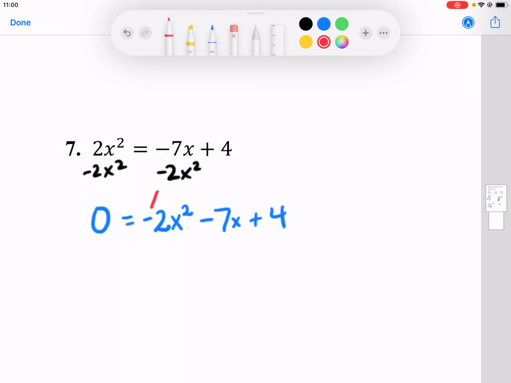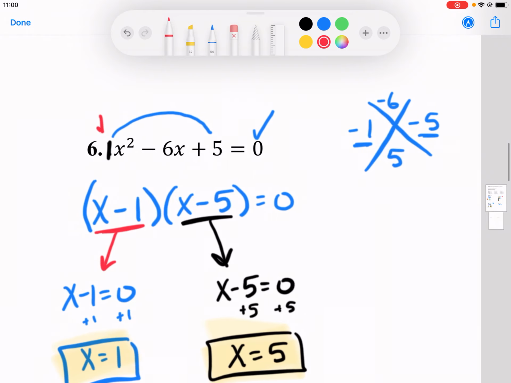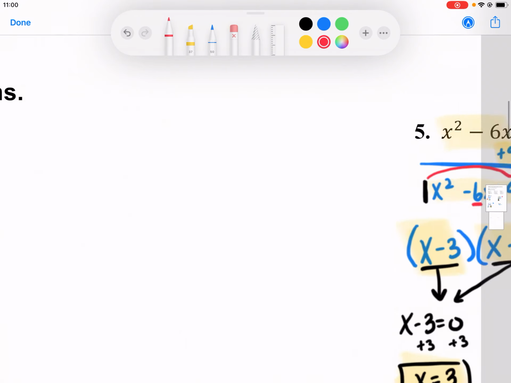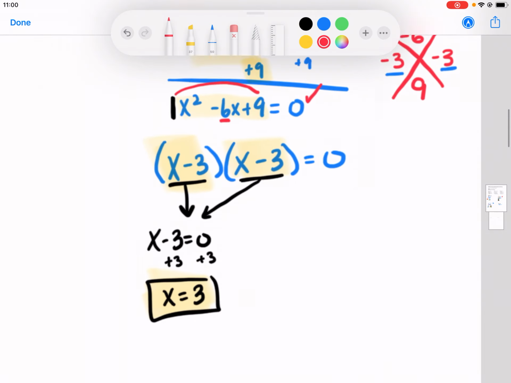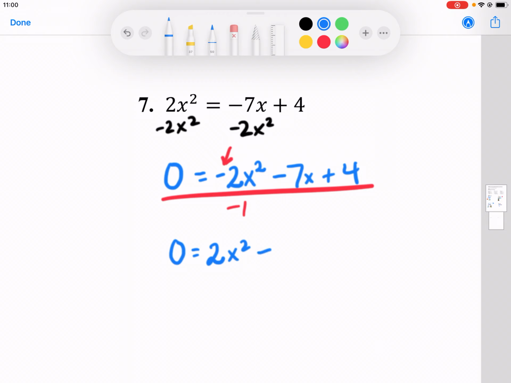Now there's a problem. If your very first number is negative, which we haven't had, so notice this one was a positive 1 up here. This one was also a positive 1 and positive 1. So if the very first one's negative, you'll want to divide everything by a negative 1. And all that does is it just switches all the signs. So this negative 2 becomes a positive 2. The negative 7 becomes a positive 7. And then the positive 4 switches to a negative 4.